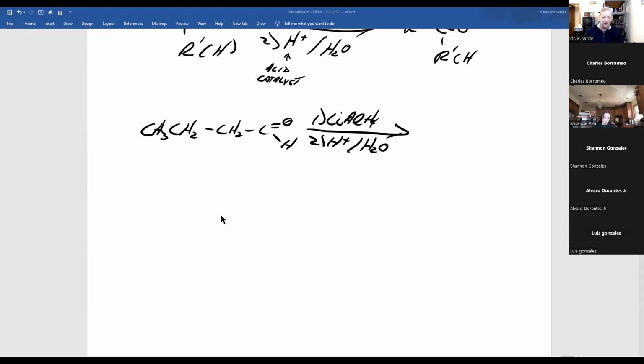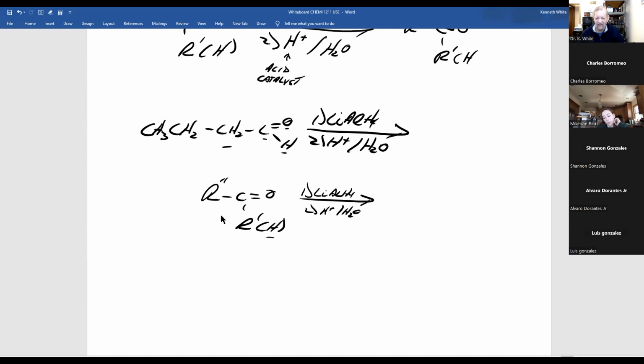All right, let's do this. What do we have that's different? Oxygen, double bond to carbon, a hydrogen here and here, that's an aldehyde, but it could have been a ketone. If R prime is H, it's an aldehyde, R prime is carbon, it's a ketone. React it with lithium aluminum hydride. I've worked with this stuff, interesting stuff. And second step, acid and water.